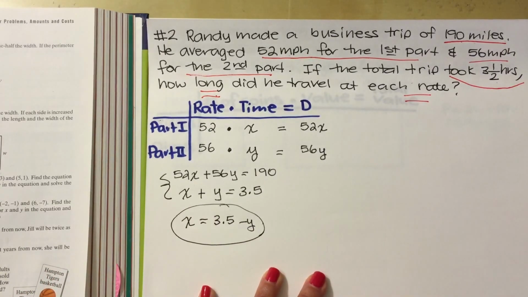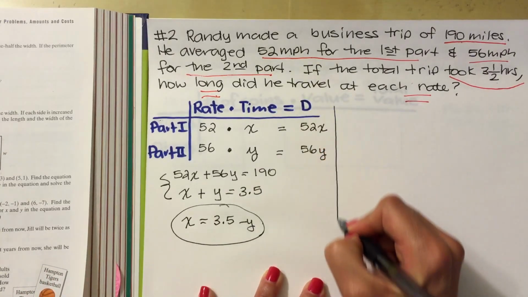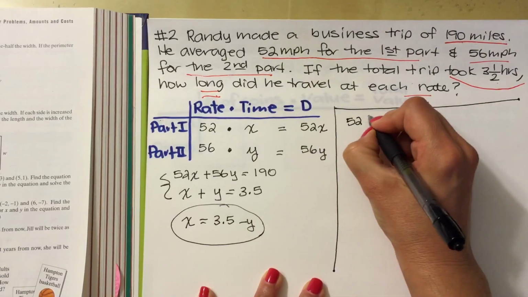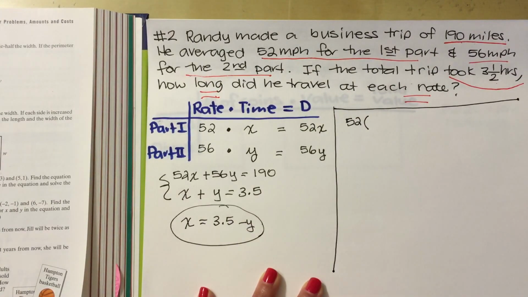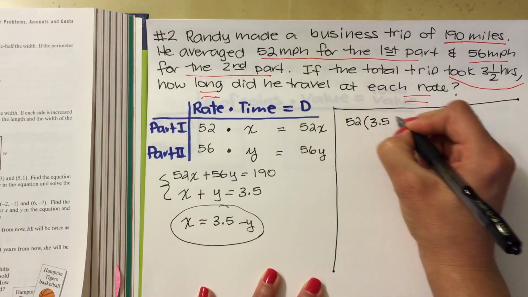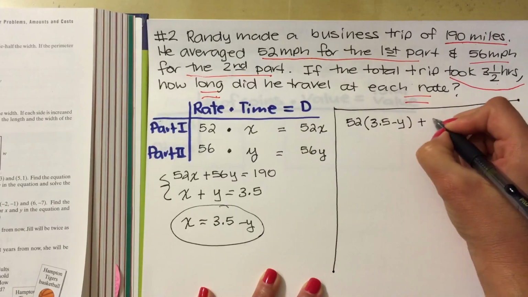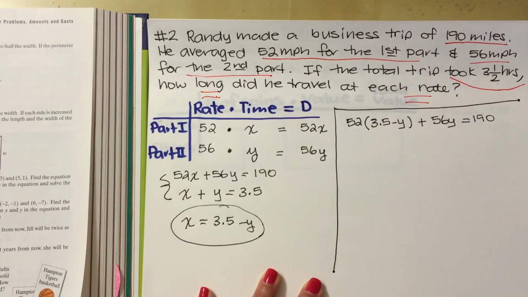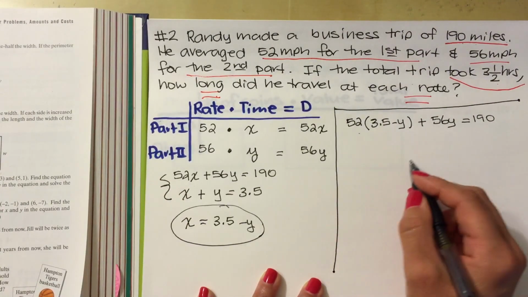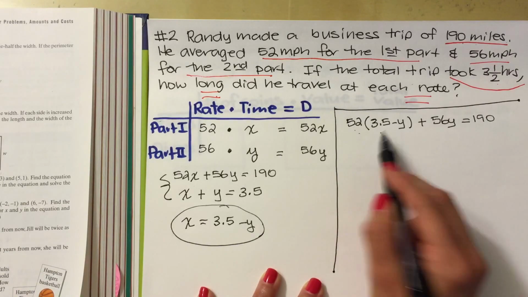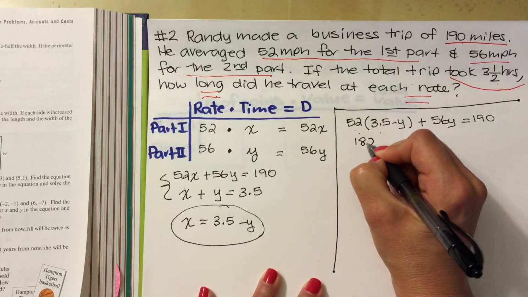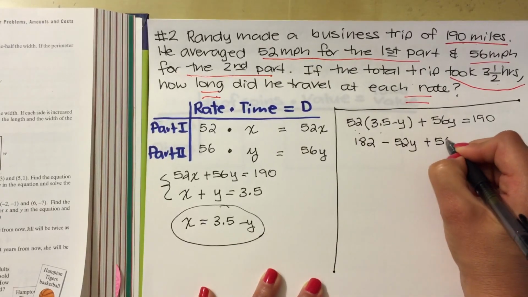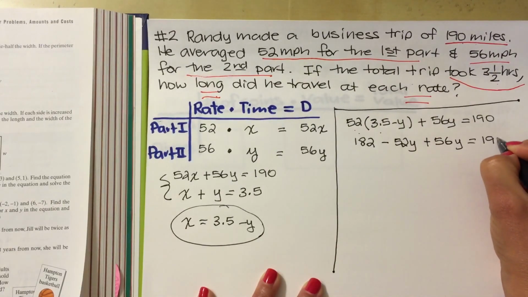I'm going to take this and we're going to substitute it into the first equation for x. So if I do that, we're going to get 52. Make sure that you are using parentheses, (3.5 minus y) plus 56y is equal to 190. Okay, we have to distribute. You multiply 52 times 3.5, 182 minus 52y plus 56y is equal to 190.